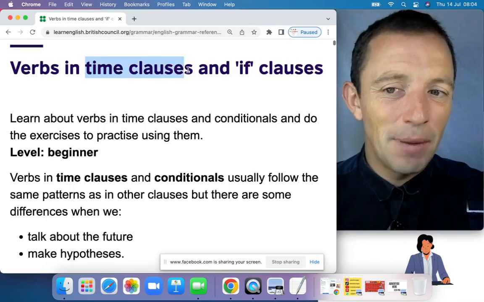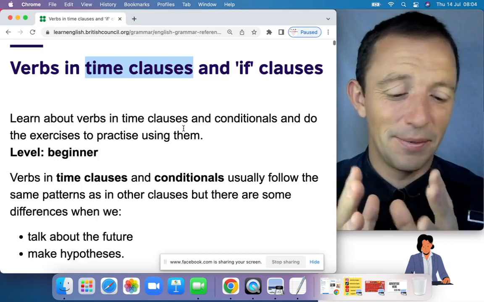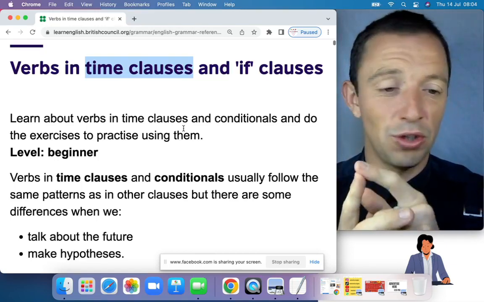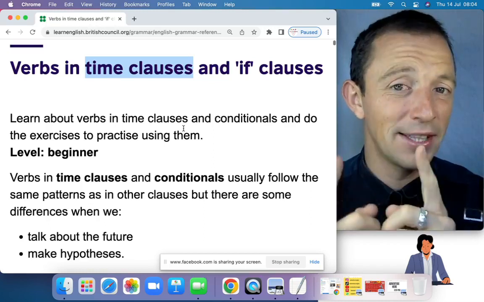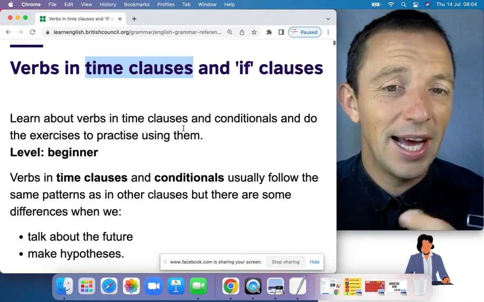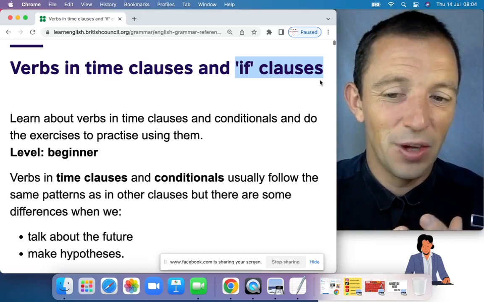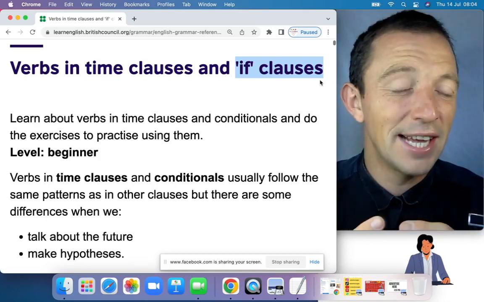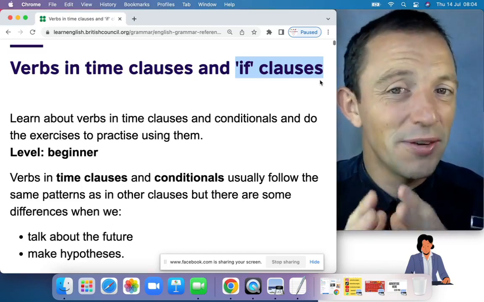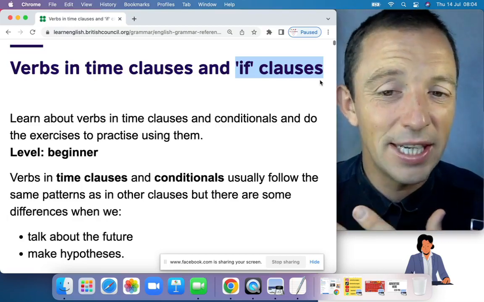Verbs in a time clause. So what is a time clause? I'm not sure exactly. I think it's obviously a clause, which is a type of a sentence, usually subject, verb, object. That's a clause related to a specific time. And an if clause is more related to the conditional, when we speak about things that are dependent on other things. So this is difficult. The conditional is very difficult, in my opinion, to understand, but it's important to read.